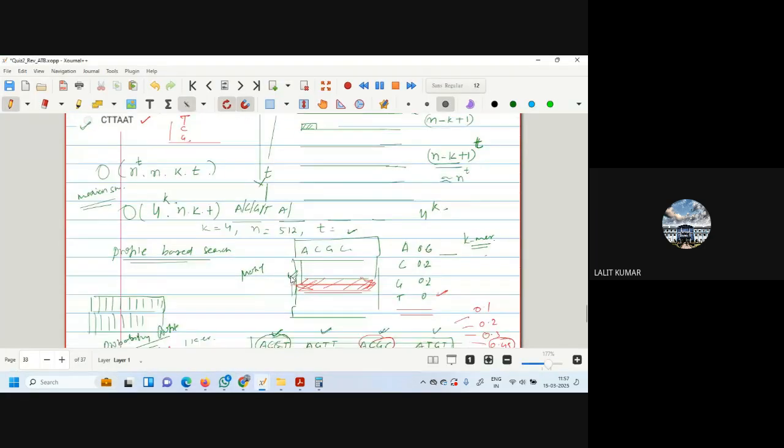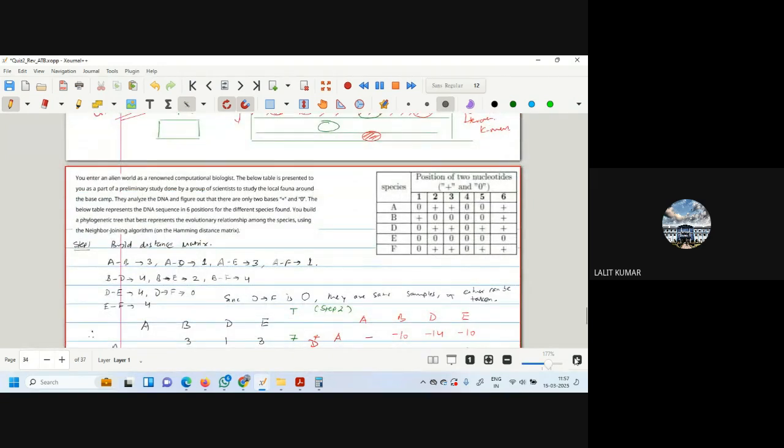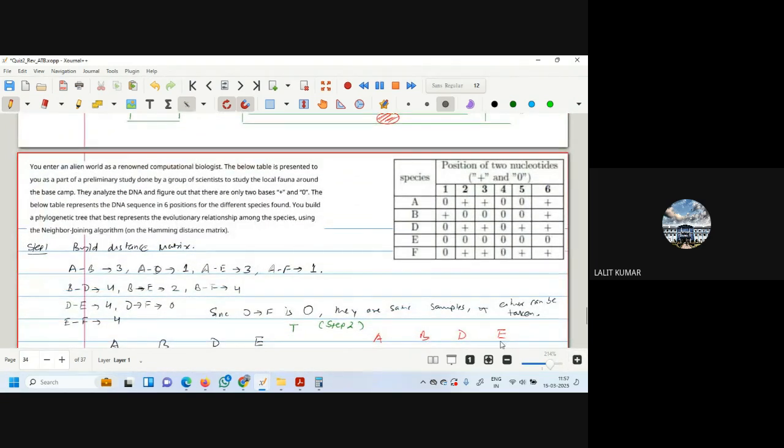So we come to the PYQ. I'll just increase the size. So this is the first PYQ. The question says you have entered an alien world as a renowned computational biologist. The below table is presented to you as a part of a preliminary study done by a group of scientists to study the local fauna. They analyze the DNA and figure out there are only two bases, plus and zero. The below table represents the DNA sequences in 6 positions for different species found. You build a phylogenetic tree that best represents the evolutionary relationship among the species using the neighbor joining algorithm.